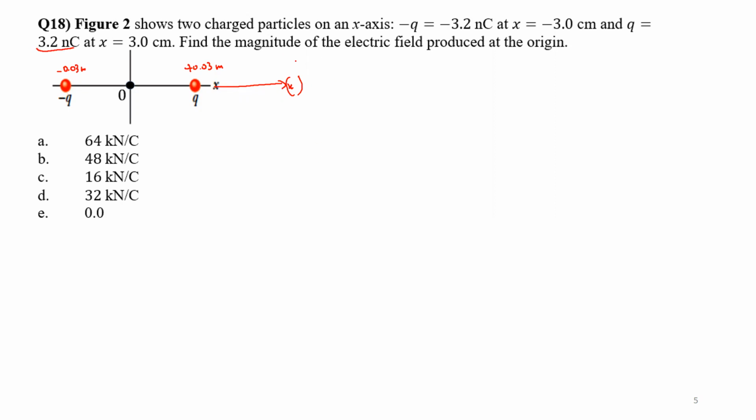So the question is, find the magnitude of the electric field produced at the origin. I'm looking for the net electric field at the origin. So the net electric field at the origin will be just the electric field created by minus q plus the electric field created by plus q, and both of them at the origin. So what is the direction of the electric field created by minus q? Minus q is negative. So the electric field will be pointing towards the negative charge. So this is the electric field created by minus q.